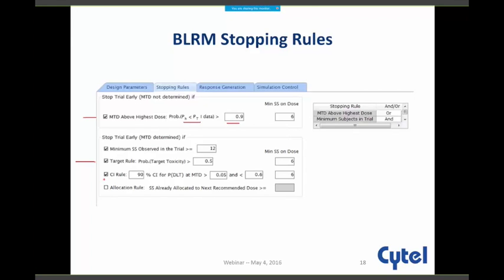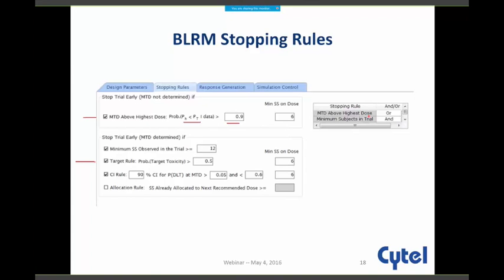There is a confidence interval rule, which requires that the credible interval of the probability of a DLT at the maximum tolerated dose is within some range, and an allocation rule, which controls the minimum number of subjects that need to be allocated to the next recommended dose. If you select any number of these rules, you can, on the right-hand side, put them into a hierarchical order using and/or operators to see which ones will be the most helpful for you.